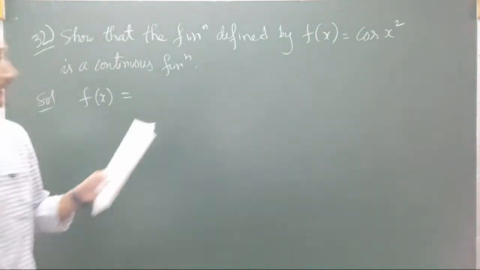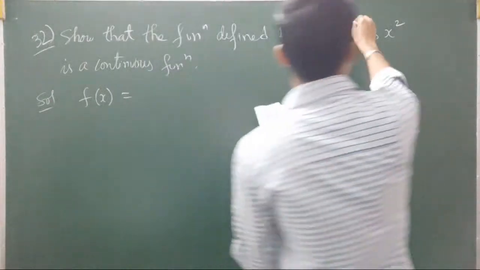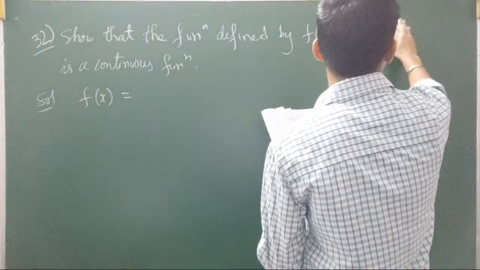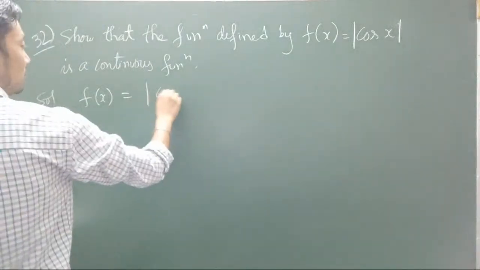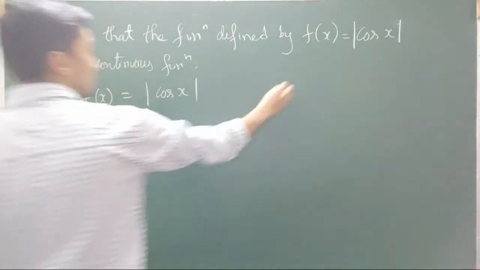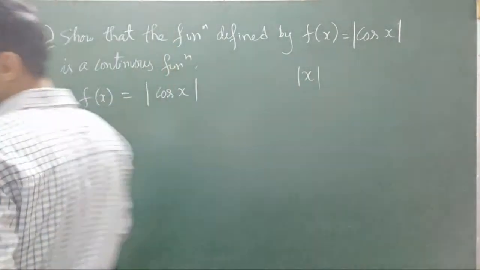Show that the function defined by f of x equals mod of cos x, the absolute value of cos x, is a continuous function. So our function here is mod of cos x. If you remember, mod x is the modulus function.